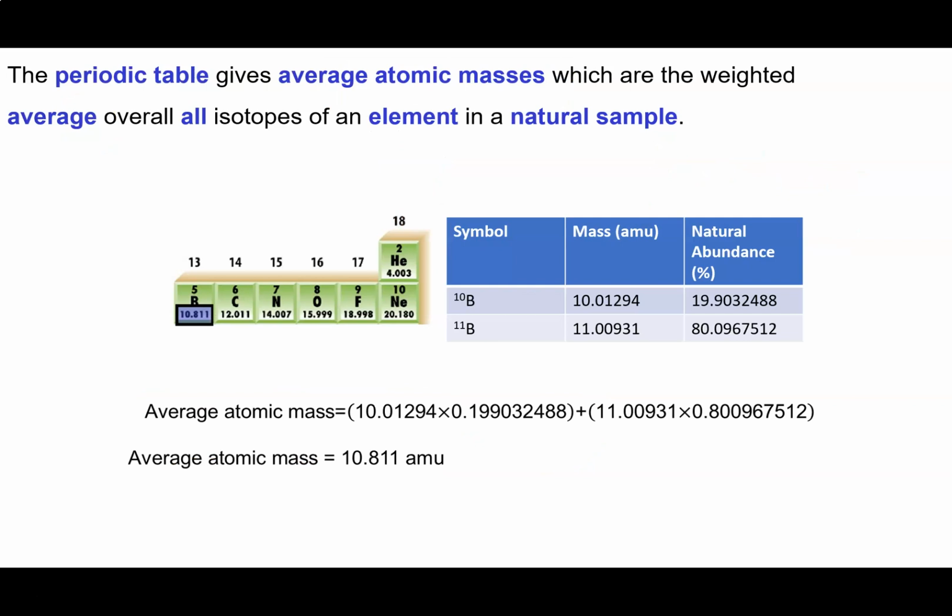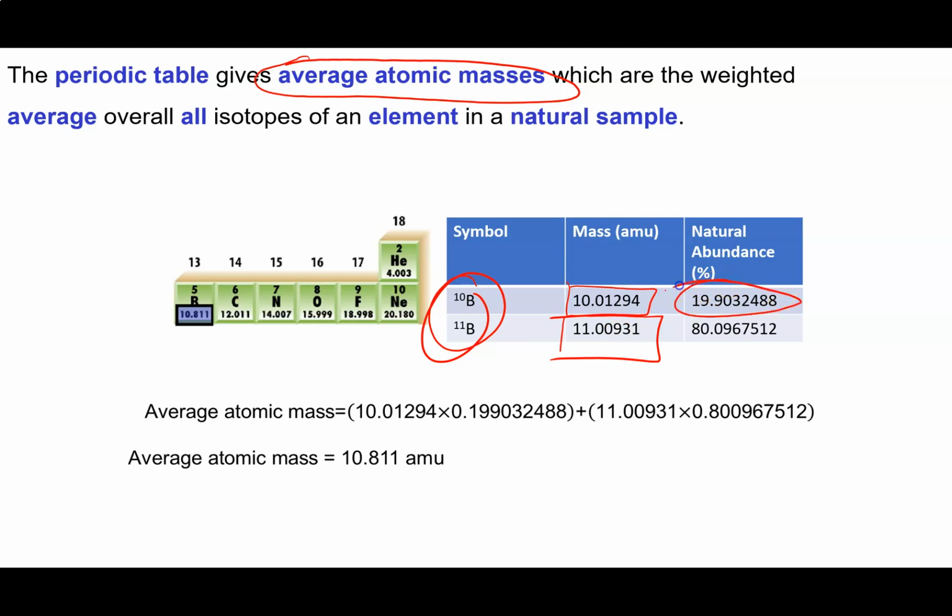So what's in the periodic table are average atomic masses that are weighted for all of the different isotopes that are present in a natural sample. So you can see I've got 2 isotopes for boron. Boron 10 has a mass, not surprisingly, around 10 AMU, and boron 11 has a mass of around about 11 AMU. Now, boron 10 makes up about 20% of the atoms in a natural sample of boron, and boron 11 makes up about 80%.